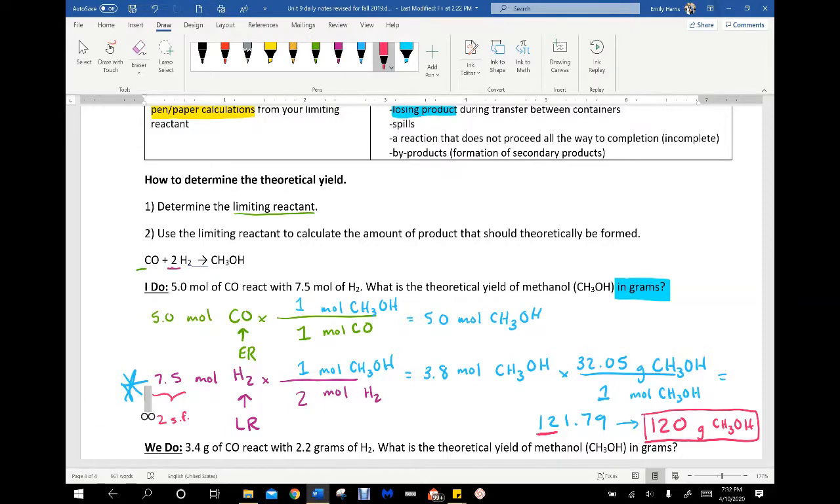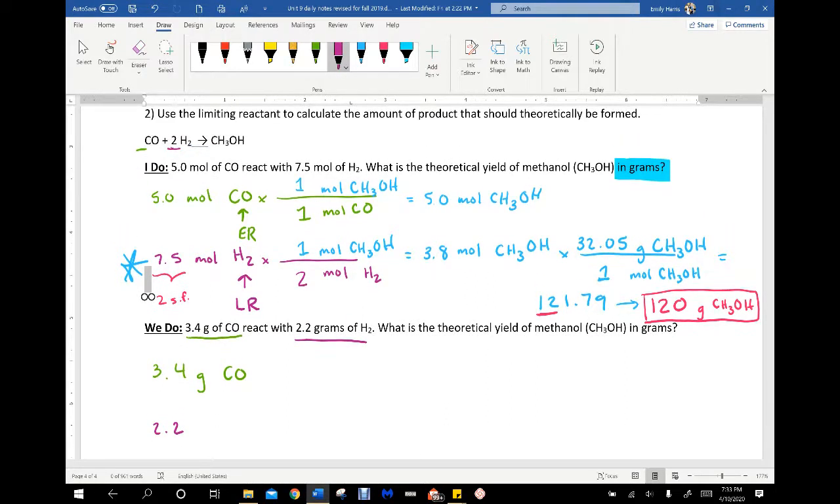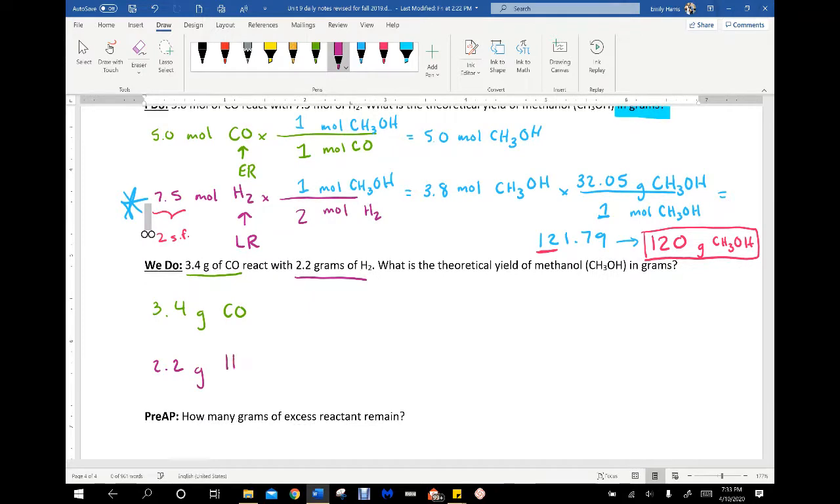All right, so now let's give this next example a try. We're going to follow the exact same process. First, determine the limiting reactant. Second, use the limiting reactant to determine the theoretical yield of your product. All right, so this time they tell us we have 3.4 grams of CO, and we're reacting it with 2.2 grams of H2. So now what makes this problem slightly different than the one before is that instead of starting in moles, we're starting in grams.